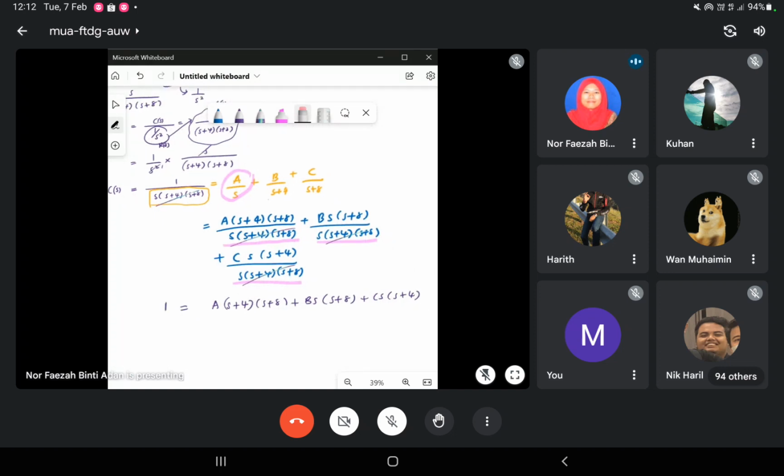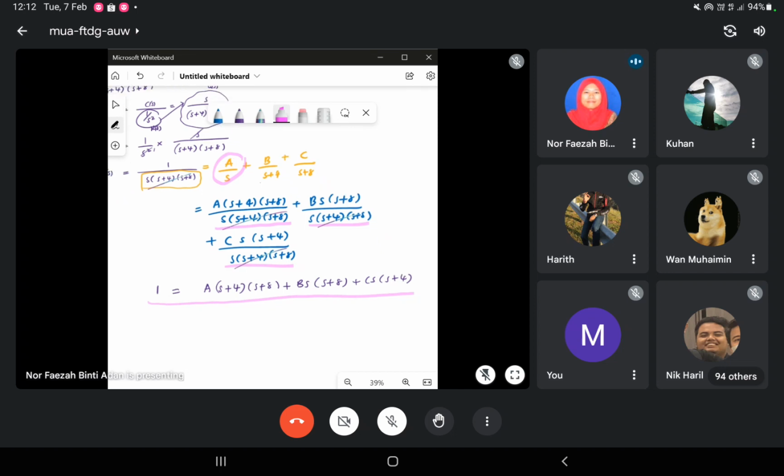So now moving on to this example balik. So you dah ada this equation. Okay, now kita nak cari A, B dan C. Okay. Kalau nak cari A, the easiest one is kita substitute value of S sama dengan kosong. Sebab ni nanti sini kosong.